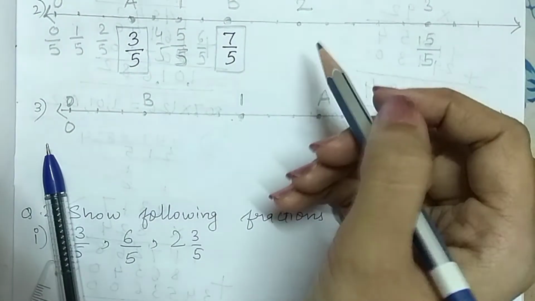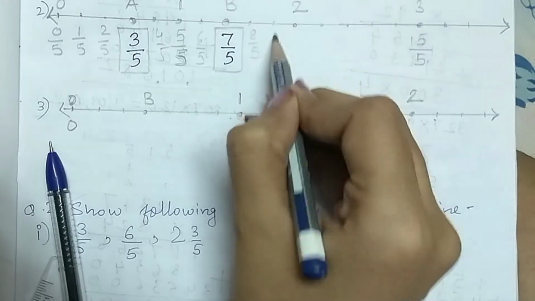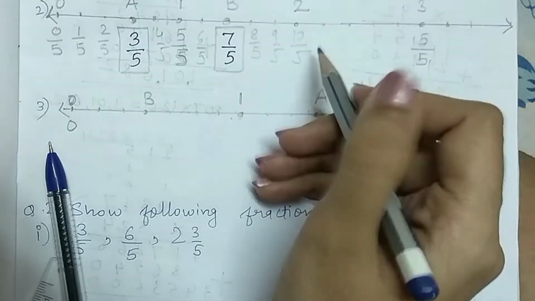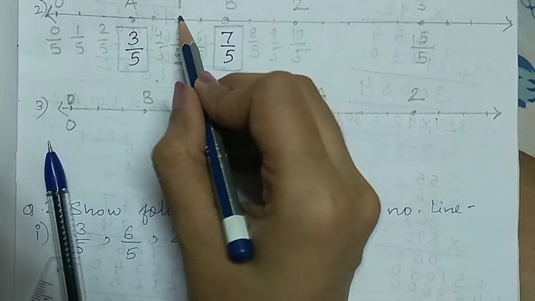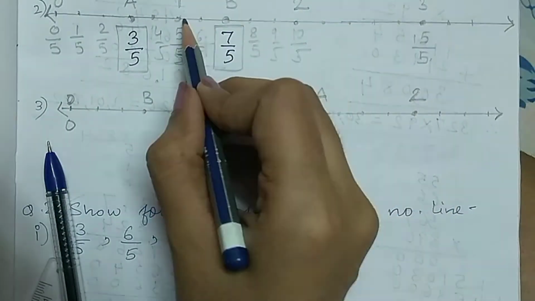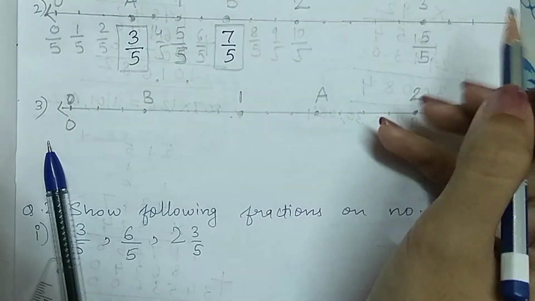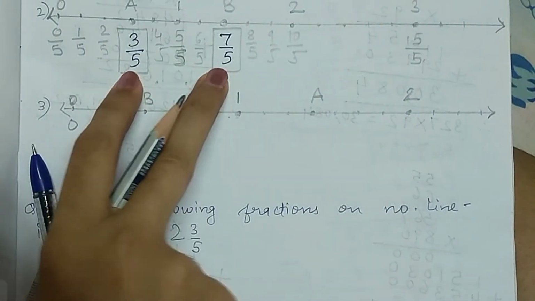Now if we see, this is 8 by 5, then 9 by 5, then after 9 comes 10. So 10 divided by 5 gives us 2. Again from 1 to 2 there are 5 gaps. Again from 2 to 3 there are 5 gaps. Okay, so these two are the answers.